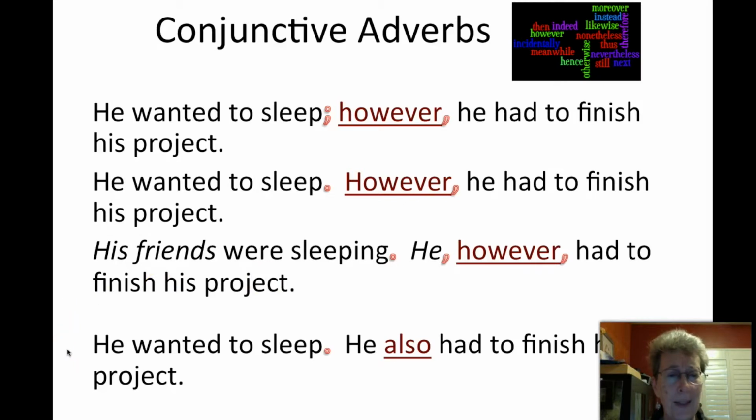Okay, but let's look at this example. He wanted to sleep. He also had to finish his project. In this example, I did put a conjunctive adverb after the subject, after he, but I did not use two commas. Well, in this case, I'm really not contrasting two subjects. He wanted to sleep. He also had to finish his project. It's the same subject. I don't need the commas for this one. Complicated.